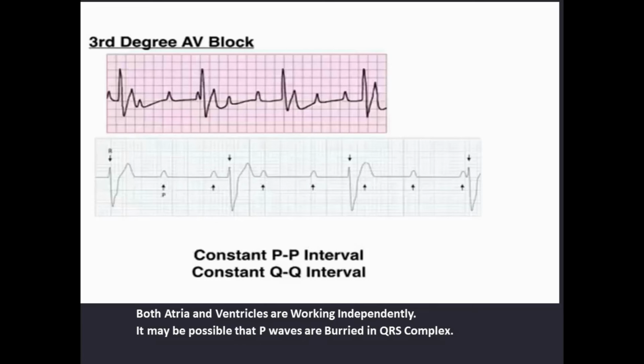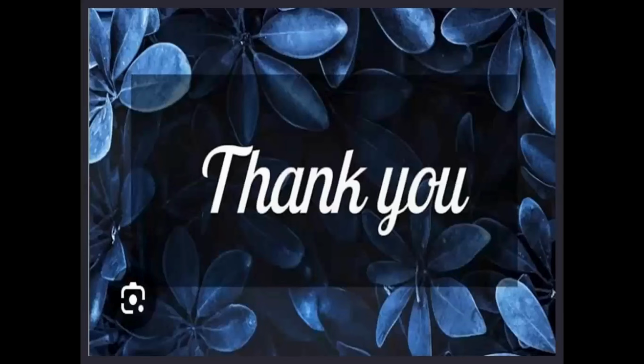Now you know what's the difference between the first, second, and third. First is constant. Second, type 1 is progressively increasing with a dropped beat. Second, Mobitz type 2, is the constant increased PR interval with a dropped beat. And third, there are irregular P and QRS complexes but with a constant P to P and Q to Q interval. That's all for today.